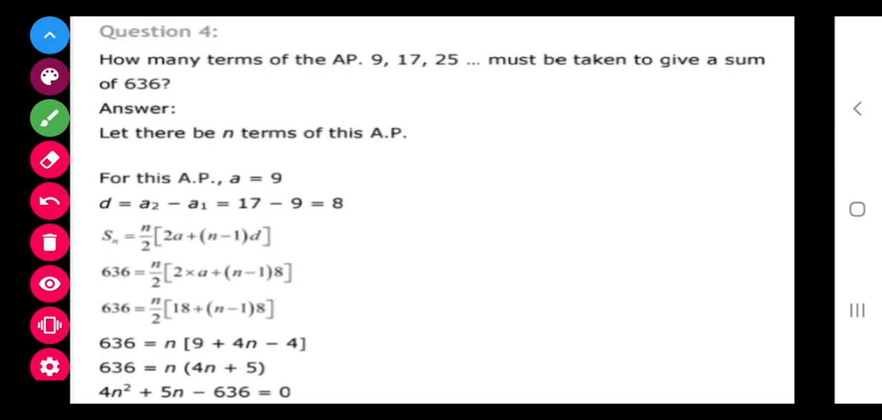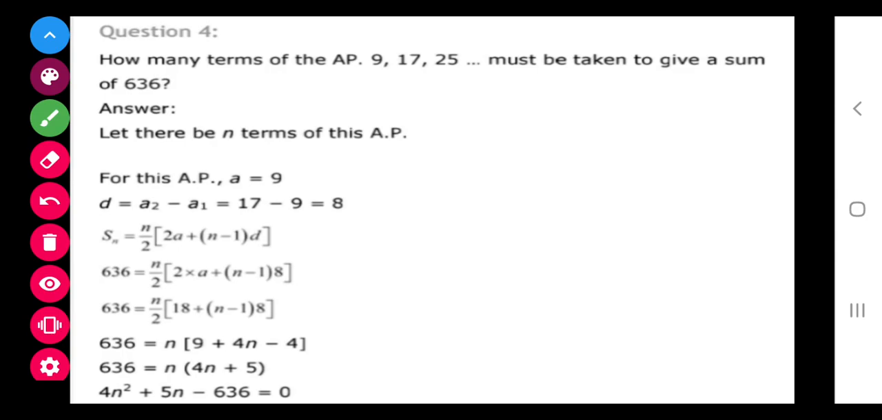Class, today I am making this video for questions number 4 to 9, and some of you have asked me for the solution of question number 3, some of the parts. So I will be sending you pictures of the solutions. Now let's start with the class.